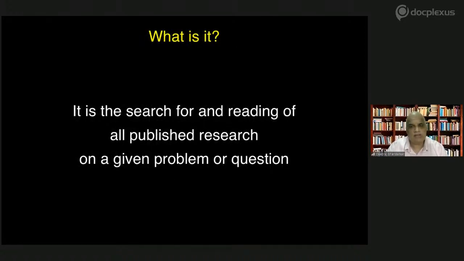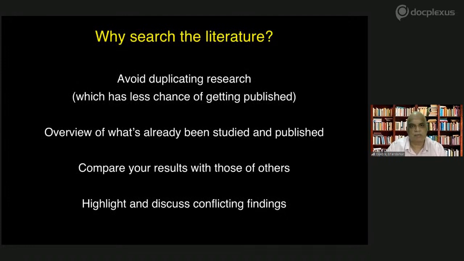So literature search is essentially the search for and reading of all published research on a given problem or question. As we said, we start first with the question or the research question and then embark on this next step. Next, we come to why it is important to search the literature.